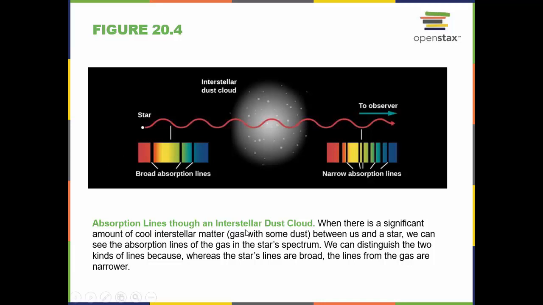If we look at the absorption lines through this interstellar dust cloud, when there's a significant amount of cool interstellar matter, which is gas with some dust, between us and the stars, we can see the absorption lines of the gas in the star's spectrum. We can distinguish the two kinds of lines: whereas the star's lines are broad, the lines from the gas are narrower.